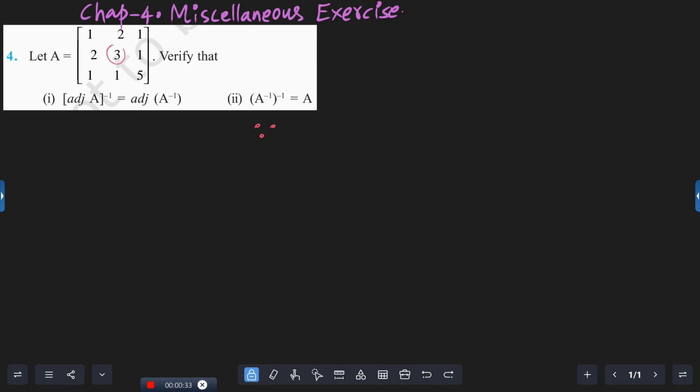So from the middle we have to start: 3, 3 after 1, 1 after 2, 2 after again 3. Then go to row 3: 1, 1 after 5, 5 after come here 1, again 1. Then go to row number 1: 2, 2 after 1, 1 after again 1, then 2. First row you have to write in the last. So 3, 1, 2, 3.